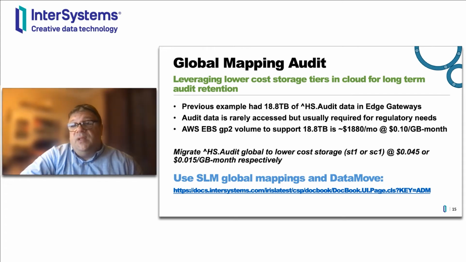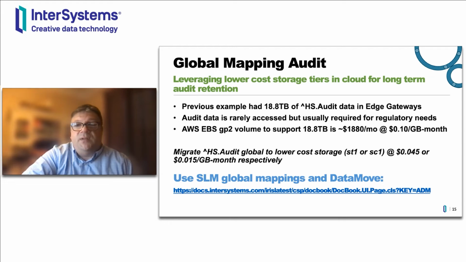And again, this is data that is rarely, if ever, accessed, but usually needs to be retained because of regulatory and compliance needs. For example, using AWS Elastic Block Store, or EBS, with their GP2 volumes to support that 19 terabytes is almost $1,900 a month at the US list price of about 10 cents per gigabyte per month. Then if you add in database mirroring, it's over $3,700 on high-priced EBS for data that's rarely, if ever, accessed.